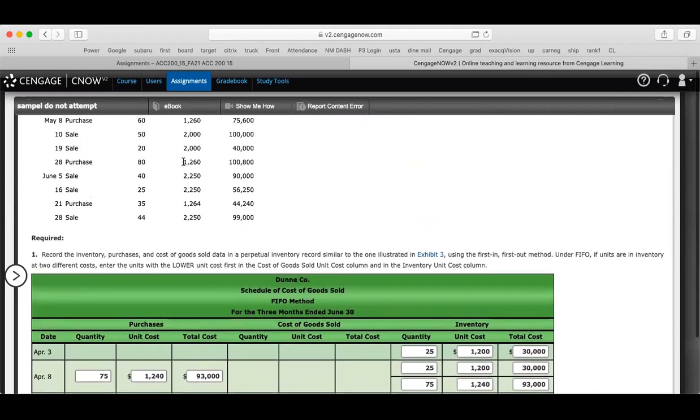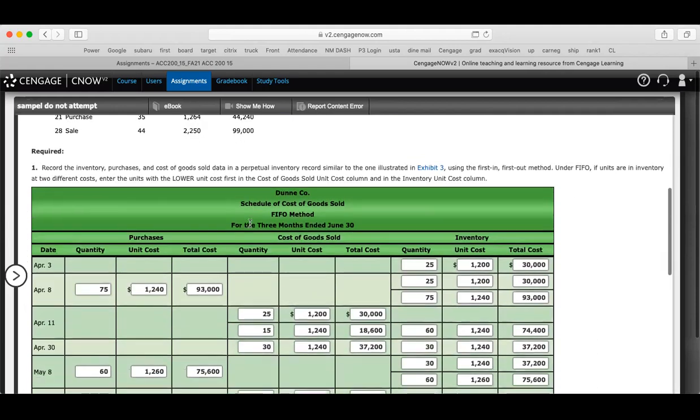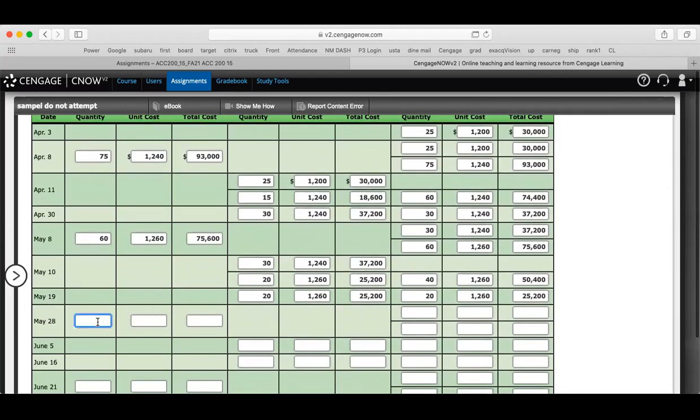We purchased 80 units at 1260 for 100,800. So 80 units at 1260. We got lucky and got the same price, $100,800. Now we still have 20 units. This is just the total from right above here, 1260. That's going to be 25,200. Now we put our 80 units into our inventory at 1260, and this would be 100,800.